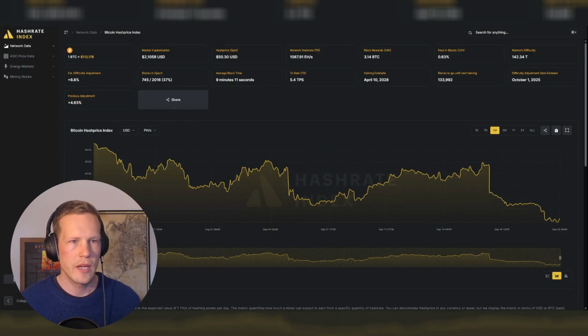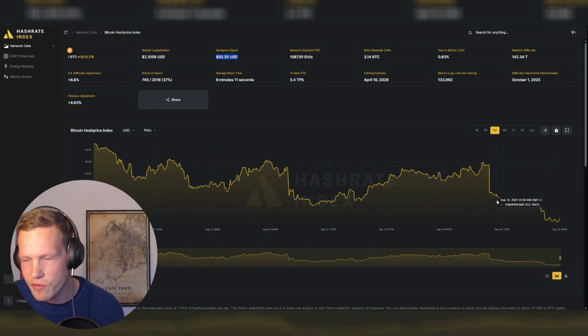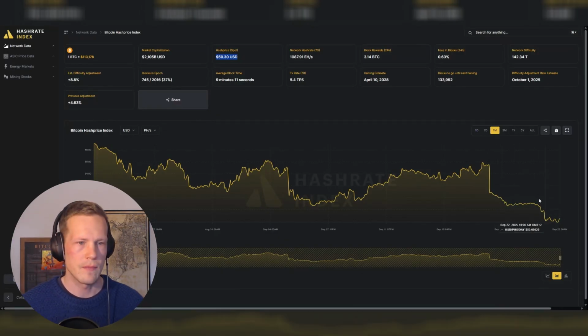Right, let's have a quick look at the hash price. We are currently set at $50, and we've seen a difficulty adjustment here, which went to the upside, meaning hash price went down. And then we have subsequently seen a drop in Bitcoin price, which has gotten us from the 52 down to the 50 region.